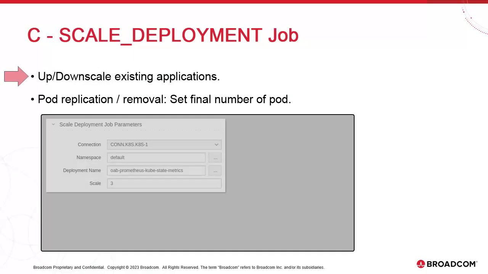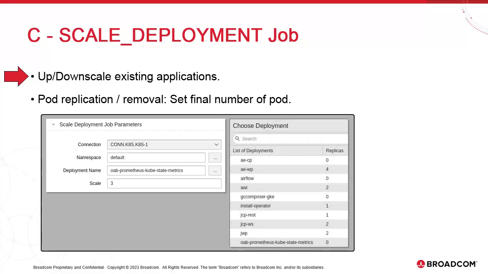The next type is the scale deployment job. This is really straightforward. You select the cluster, the namespace, and then browse the list of deployments, which is the list of applications currently running in the cluster, as well as the number of pods dedicated to each. You can easily increase or decrease this number by typing the desired value in the scale field.